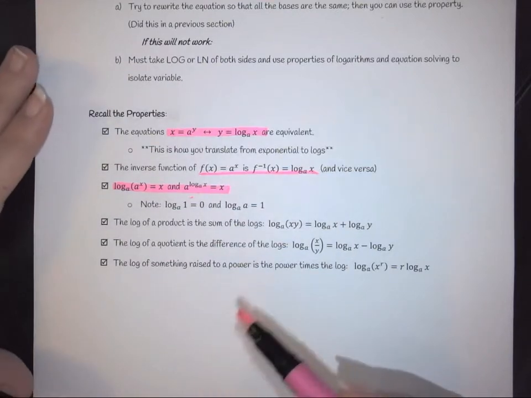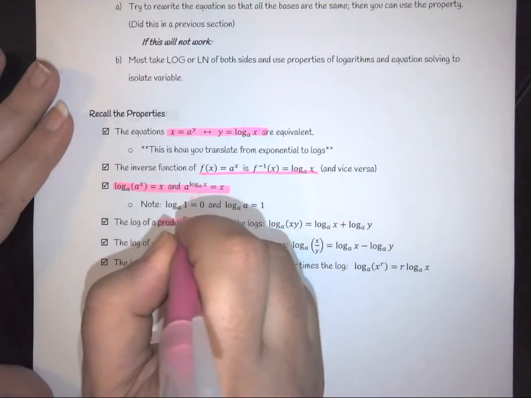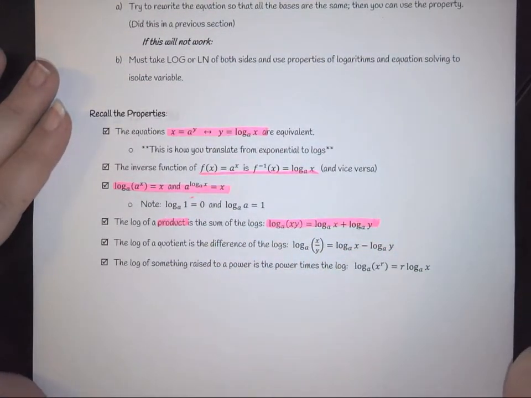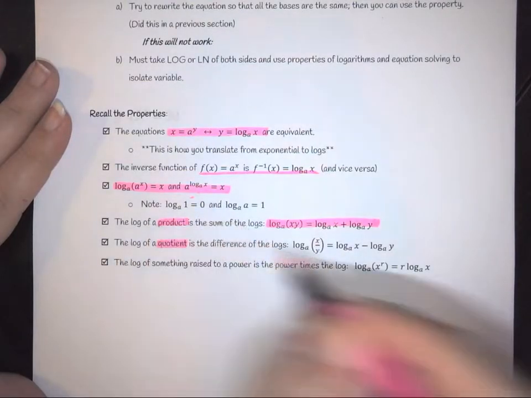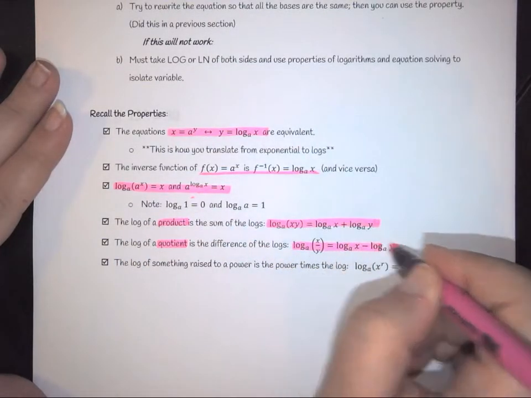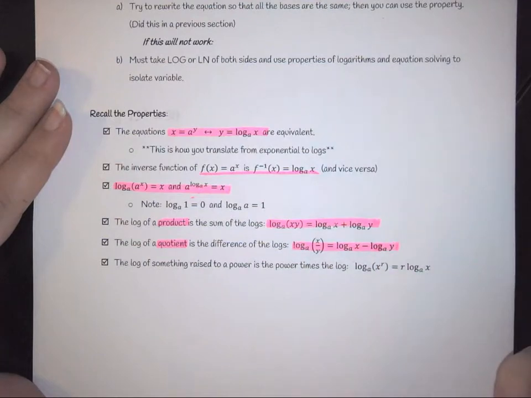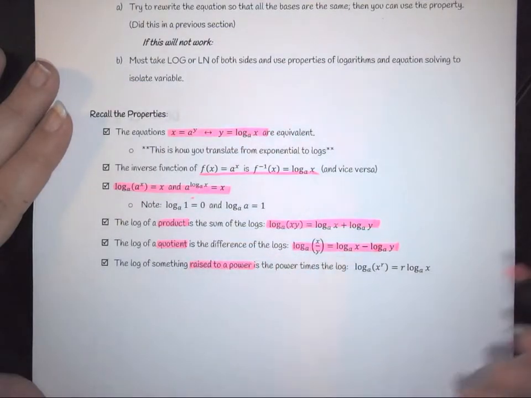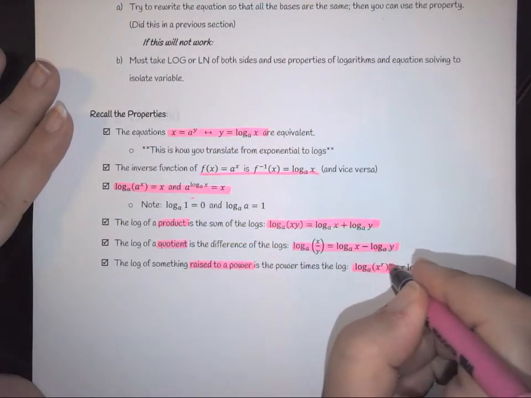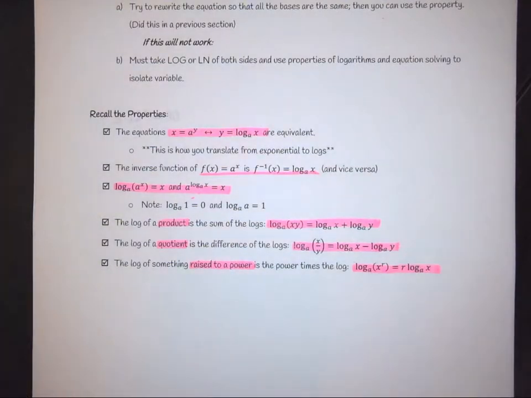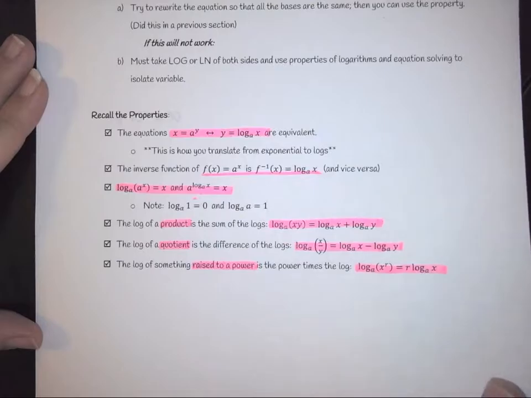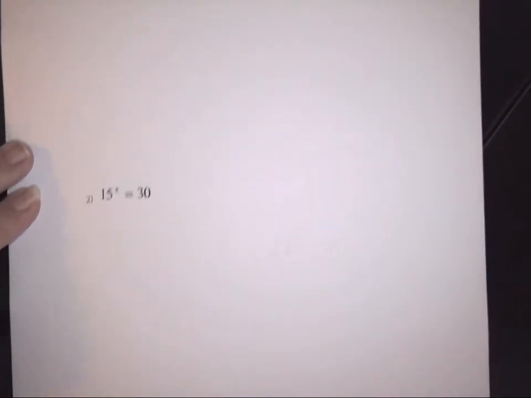Now, the other few things that we have is that when we're dealing with the product, we can expand it into the sum. When we're dealing with the quotient of a log, we can expand that into subtraction. And when we are raising to a power, then we rewrite it where it becomes the power times your logarithmic function. So we have to take all of these ideas into account when solving the problems. So let's look at a couple examples here.